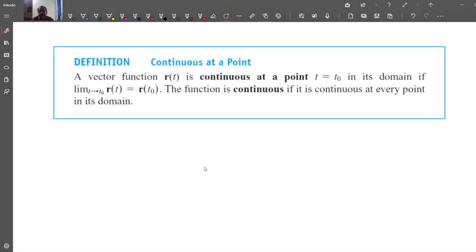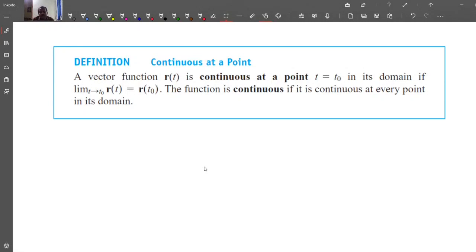Now define continuity at a point. So this is a definition. A vector function r(t) is continuous at a point t = t₀ in its domain if limit as t tends to t₀ of r(t) is equal to r(t₀). The function is continuous if it is continuous at every point in its domain.